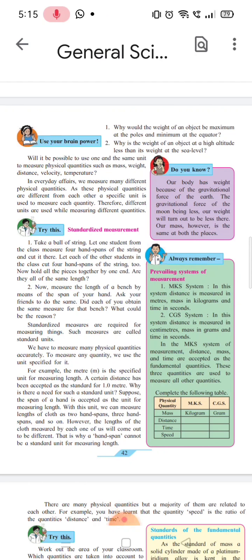Let's continue our 6th lesson, measurement of physical quantities. Concept's name is standard measurements. Students, we have to do one activity here.